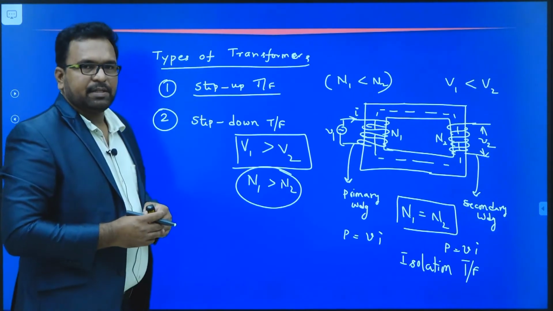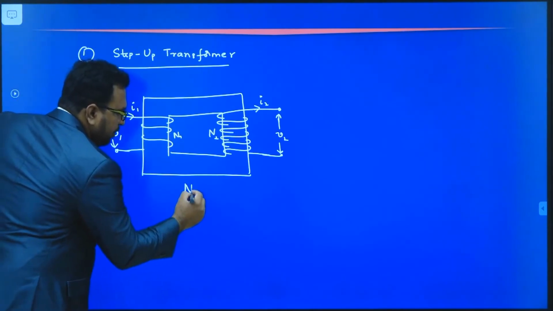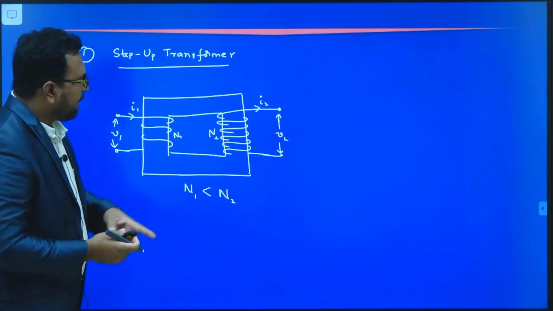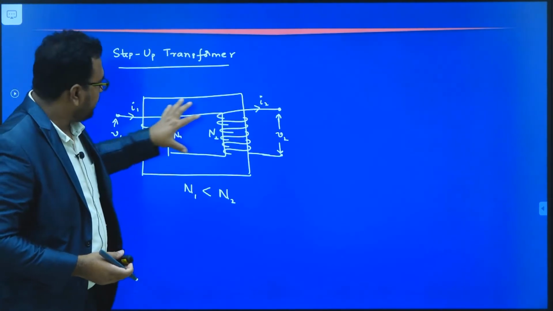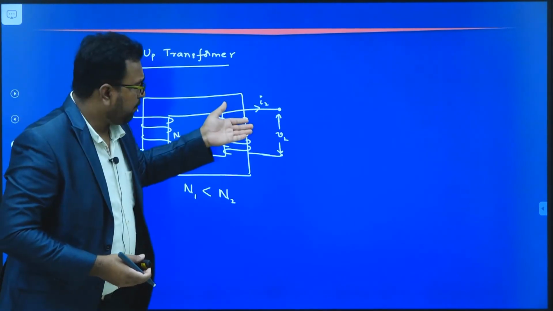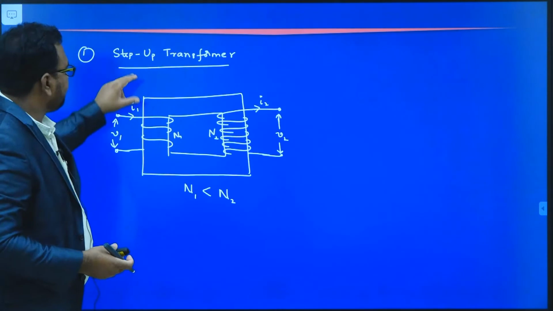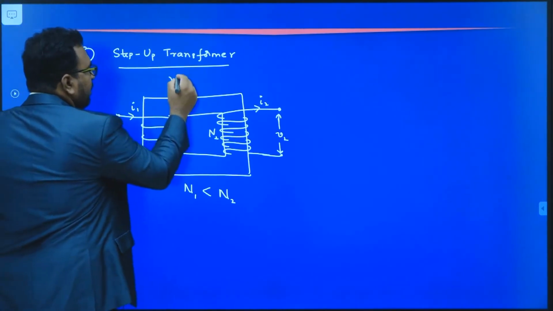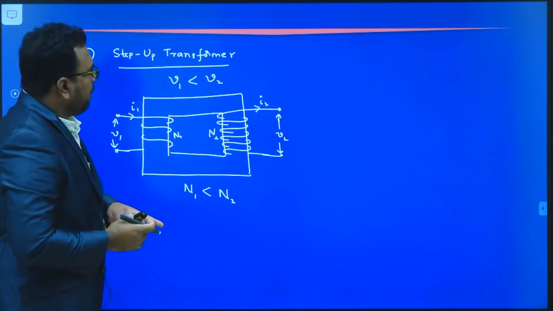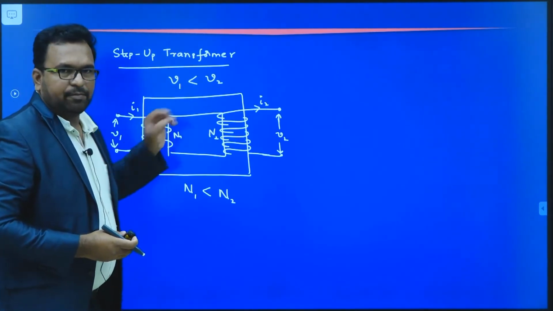Now what about the currents here? In a step-up transformer, N1 is less than N2. That means the secondary winding contains more number of turns than the primary winding. Then if you apply voltage V1, the voltage across the secondary winding will always be higher than the primary winding. So in a step-up transformer, V1 is less than V2, or V2 is greater than V1. Now what about the currents I1 and I2?